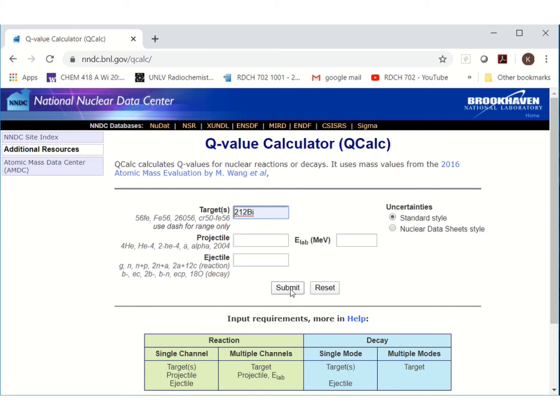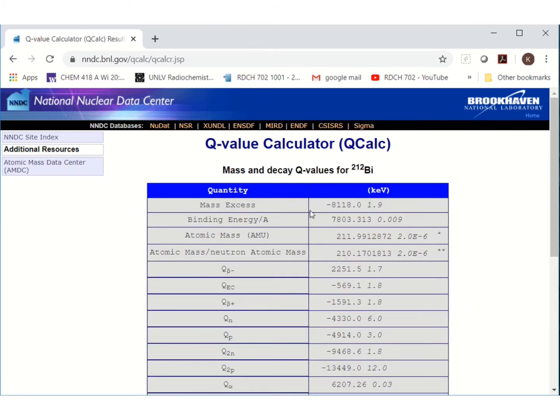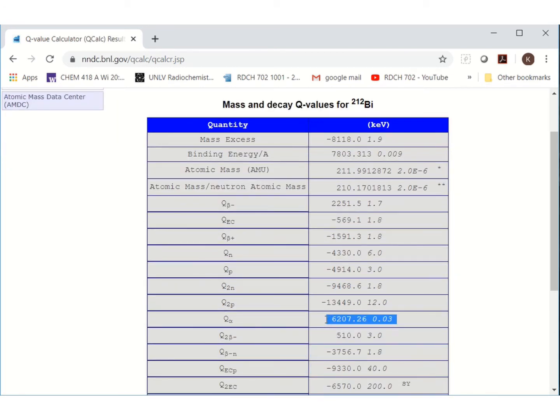If I just take an isotope and submit it, I will get information. I'll get the mass excess for that isotope, the binding energy, the atomic mass, and then the atomic mass divided by the neutron atomic mass, and then the Q values for the different decays. So here's the beta minus decay and the electron capture decay, and we see that for bismuth-212, the beta minus decay is positive, and the alpha decay, as shown here, is positive.